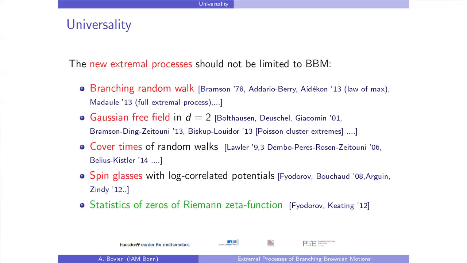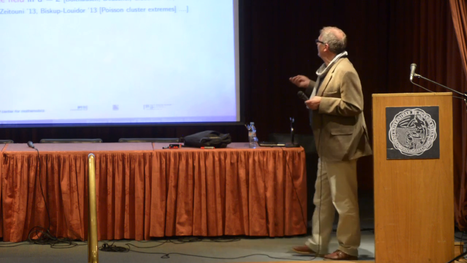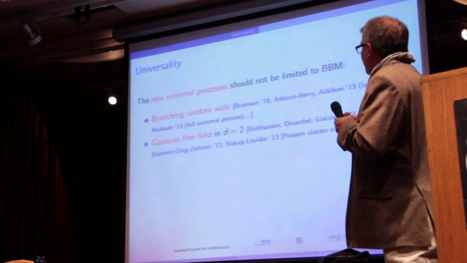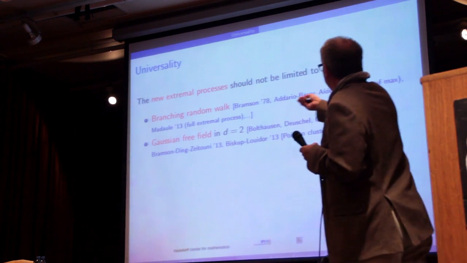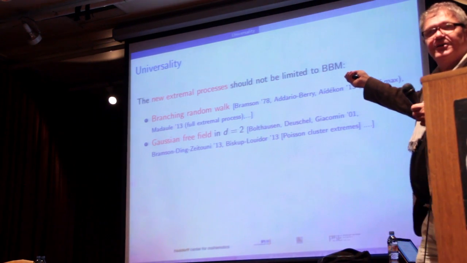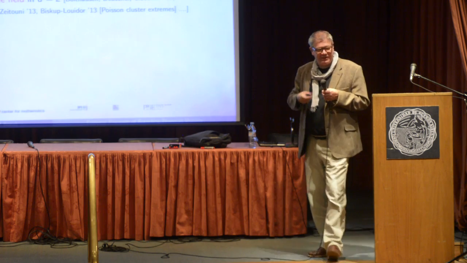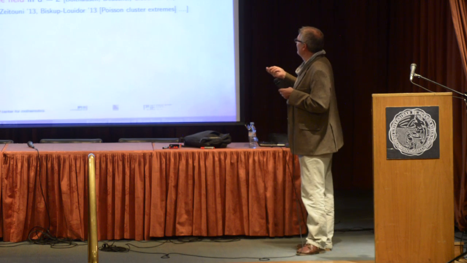One thing I didn't mention is that in the case of branching random walk, most of the results that you can get for branching Brownian motion can and have been extended to branching random walk. We started already with Bramson's 78 paper, and then there are lots of things, and the full extremal process has been obtained in 13 by Madaule. It's usually more work here, because you don't have a nice FKPP equation at your disposal, so you have to do things with brute force and heavy moment computations, but still.